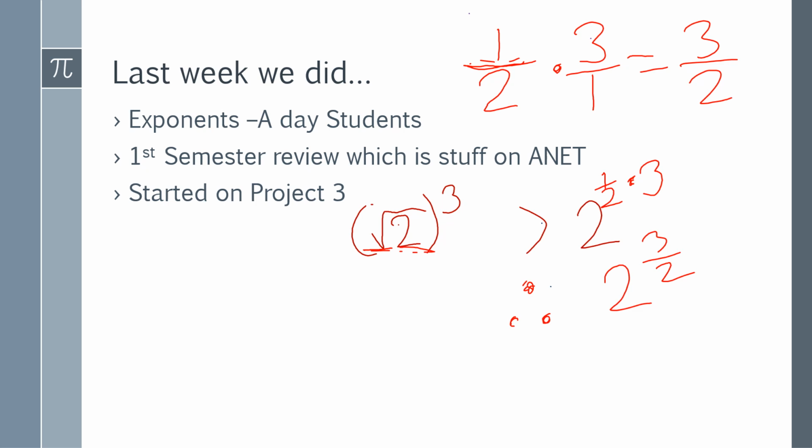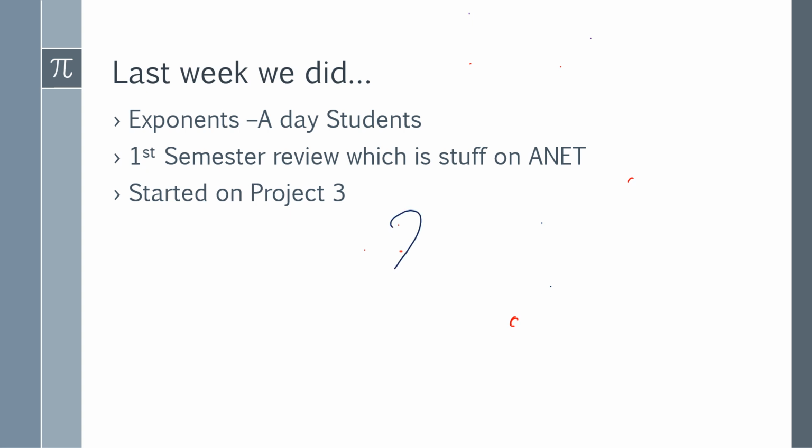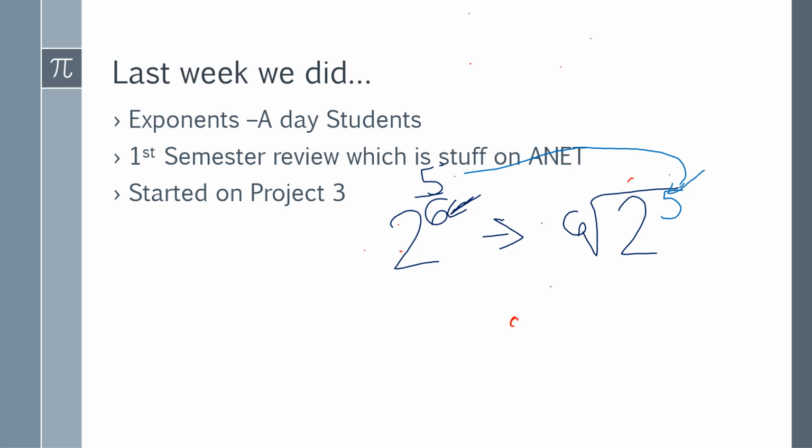So, what if I have an exponent of 2 to the power of 5/6? And I'm trying to write it in radical form. To do that, draw yourself a radical. As I told you before, the 6 is the denominator. So the 6 is going to go right here. 2 is going to be right inside of the radical. And 5 is going to be written right like that. Because the numerator is going to go right here. Always. And your denominator is going to go right here.